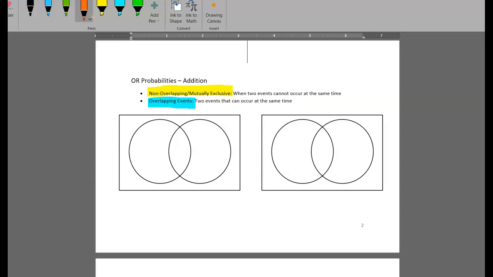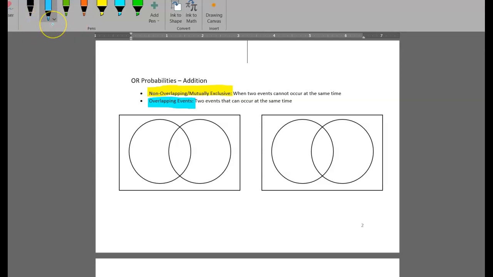So these are individually mutually exclusive from each other. You can't have them both, so they're non-overlapping events. So these things can't happen at the same time. Whereas with overlapping events, those are the ones that are much more familiar to us.